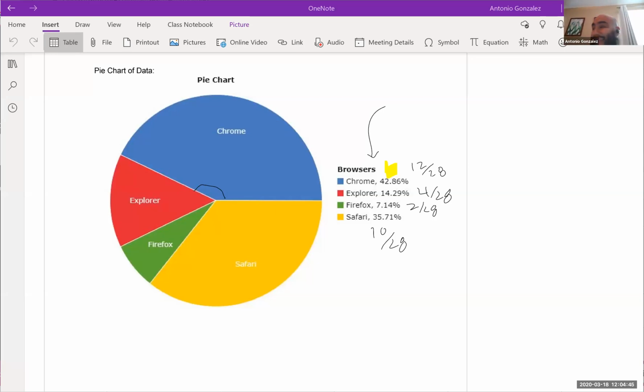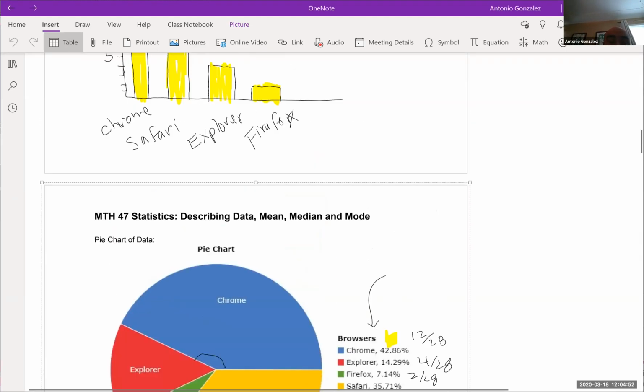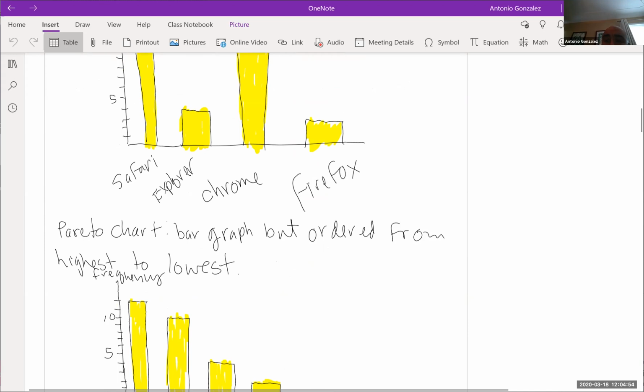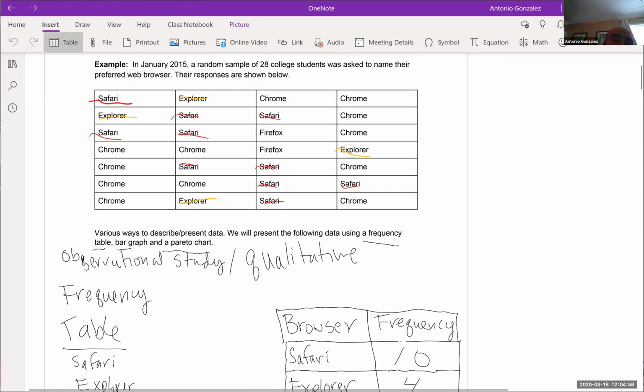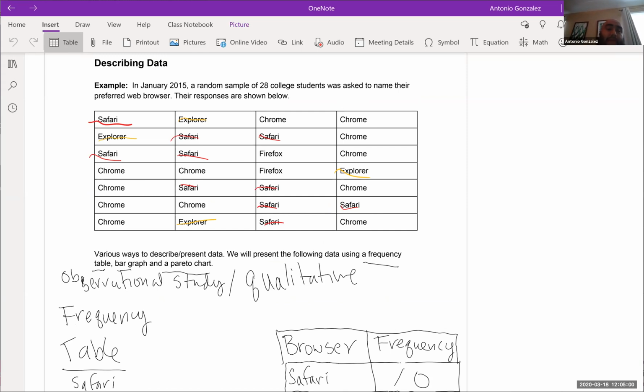All right, so the last time we were here, we went over how to present data. Just a quick overview of where we're at. We started off with this set of data.